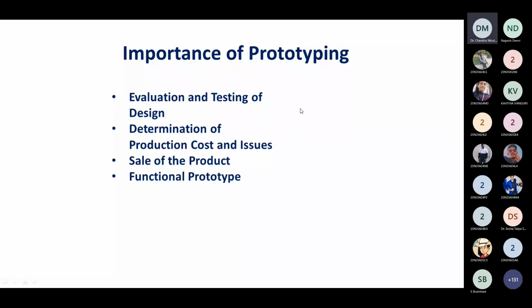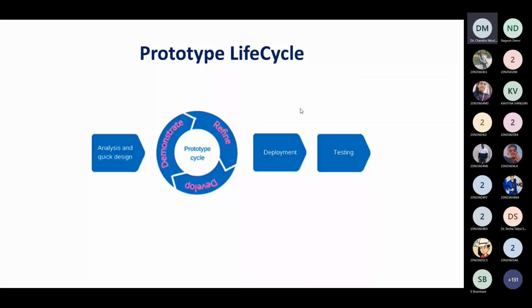So what makes the prototype a unique method of developing the minimum viable product? Okay, then this is the prototype life cycle. Prototype life cycle. Okay, if you see in the middle, you have a cycle. Prototype is a process where you are going to develop a minimum viable product with n number of iterations.